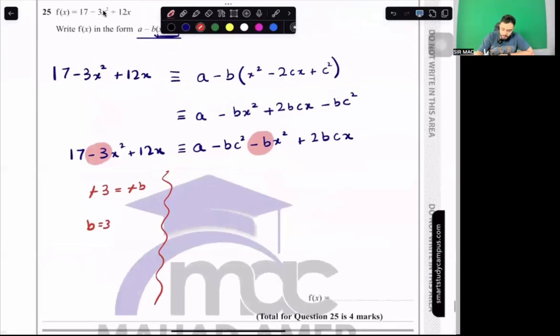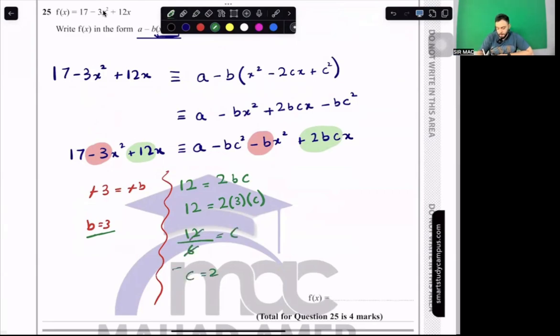Now with x, we have plus 2bc, and with x over here, we have got 12. So 12 would be equal to 2bc. b we have 3. 12 equals 2 times 3 times c. So 12 divided by 6, so c would be 2. That's the second thing.